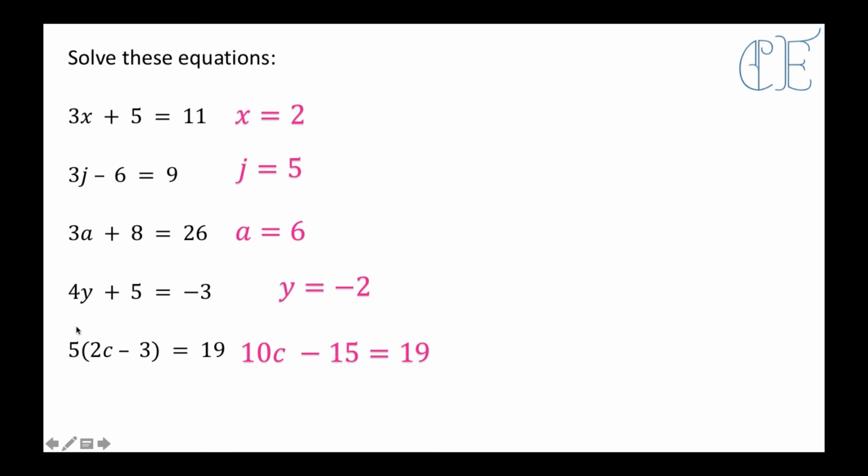So 5 times 2 is 10, and then we have the c, so it's 10c. And then 5 times 3 is 15, but it's a minus, so it'll be minus 15. That equals 19. So we have to expand the brackets first, and then we would reverse the calculation. 19 add 15, and then divide by 10. And that gives us 3.4.